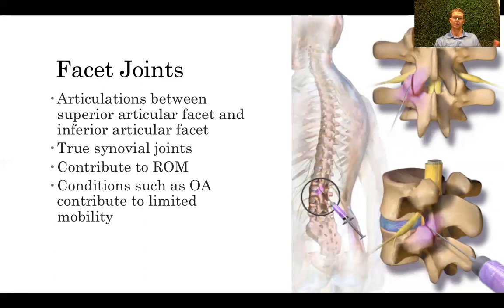Conditions such as osteoarthritis can contribute to limited mobility. With osteoarthritis, we have some cartilage breakdown and connective tissue breakdown, which does not allow for that normal synovial fluid exchange. And that's why, if we have OA in the facet joints, people are often going to complain of stiffness, pain, and decreased range of motion.